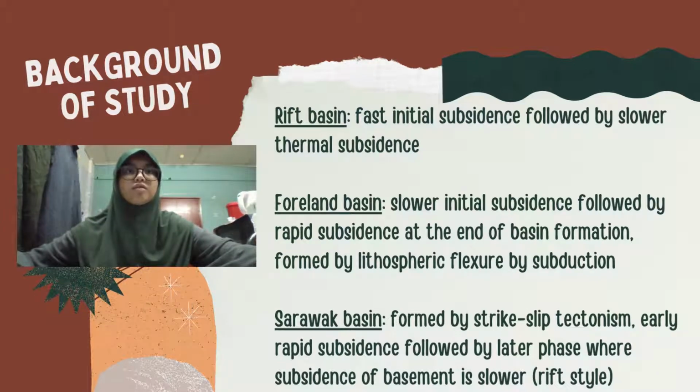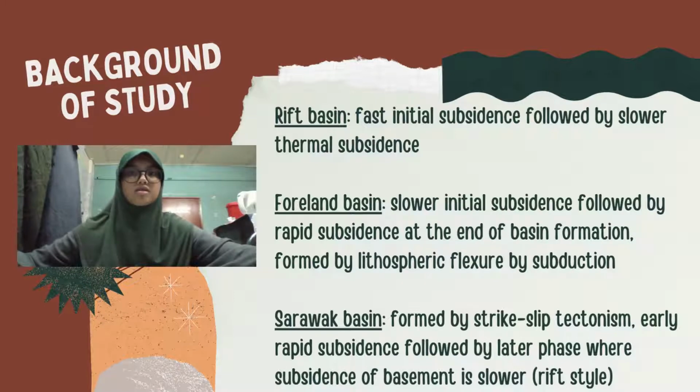The Sarawak Basin was developed as a result of subduction of South China Sea oceanic crust beneath the northwest Sarawak continental crust. So there will be three basins in concern for the study. Firstly is the Rift Basin, which is the fast initial subsidence followed by slower terminal subsidence, followed by the Foreland Basin, which is the opposite, slower initial subsidence followed by rapid subsidence at the end of the basin formation, usually formed by lithospheric flexure by subduction.